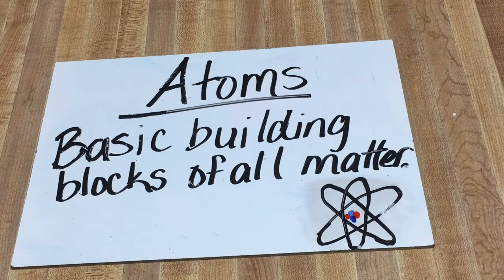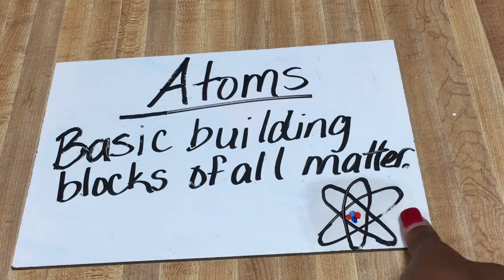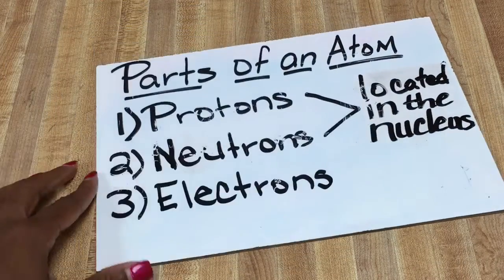An atom is composed of protons, neutrons, and electrons. We'll talk a little bit in just a second about where the protons and neutrons are located. We're going to take a look at that structure as well. Okay, so let's first look at the parts of an atom. There are three parts of an atom.